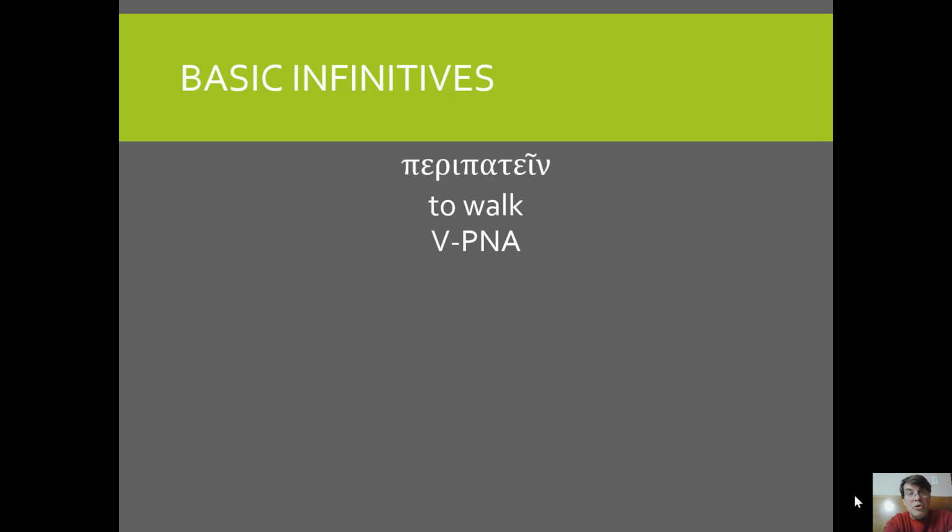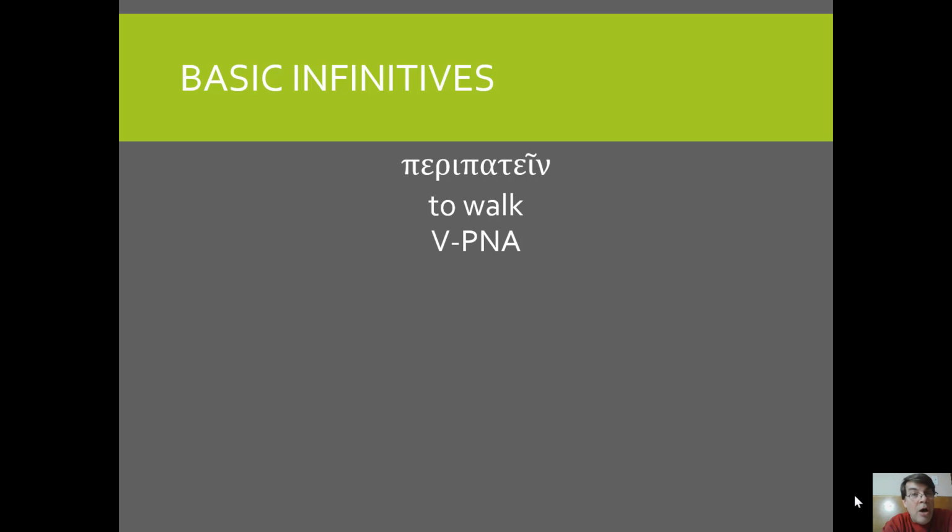If you were using one of the cheats, V stands for verb, P stands for present, N stands for infinitive, and A stands for active. So it's a present active infinitive. And for those of you who are a little bit further along in Greek, the circumflex over the iota, the little hat there, is the result of a crash.